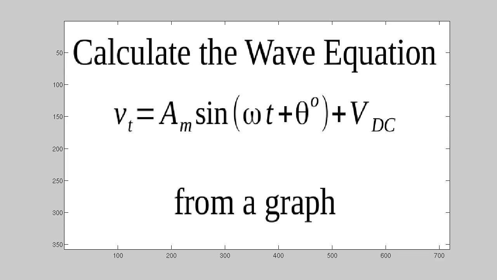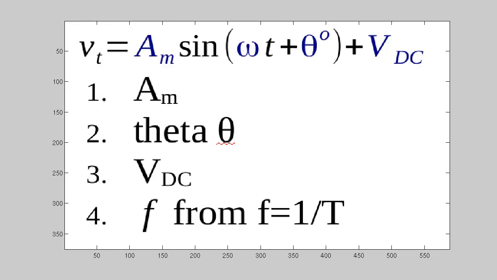In this example, we're going to calculate the wave equation as shown from a graph. The key things we want to find for the wave equation are the amplitude of the wave, the phase shift theta, the DC offset voltage, and the frequency of the wave.